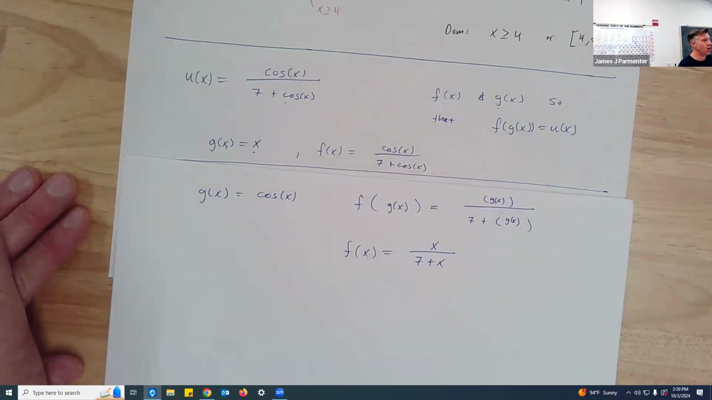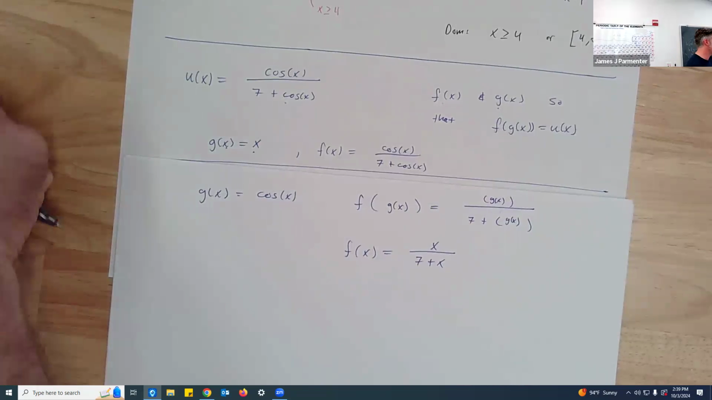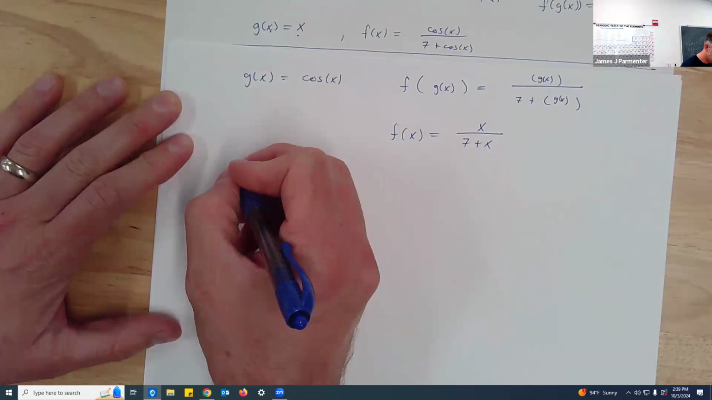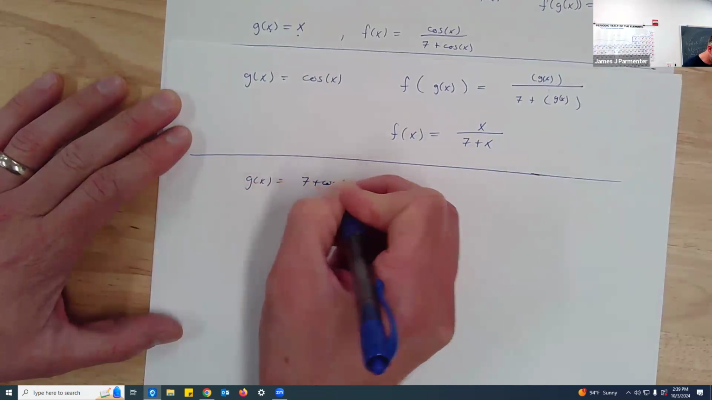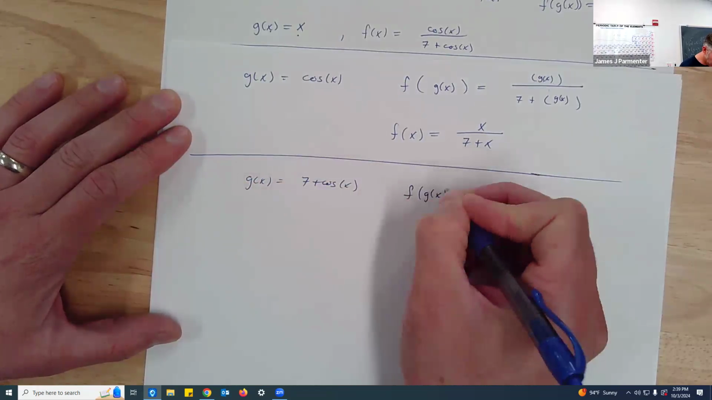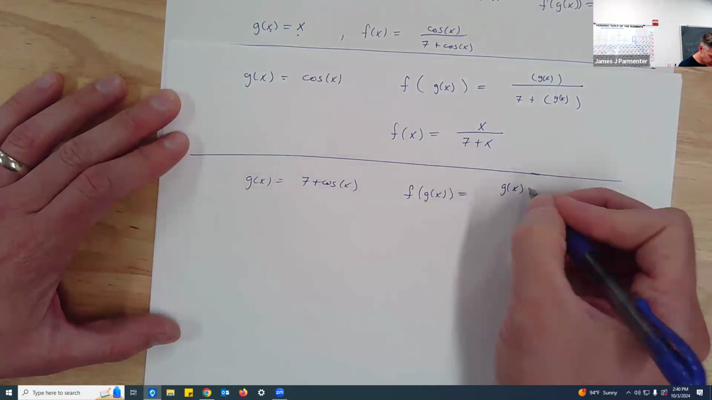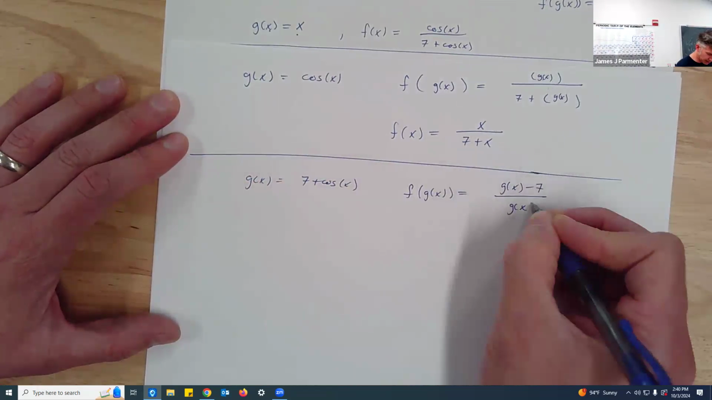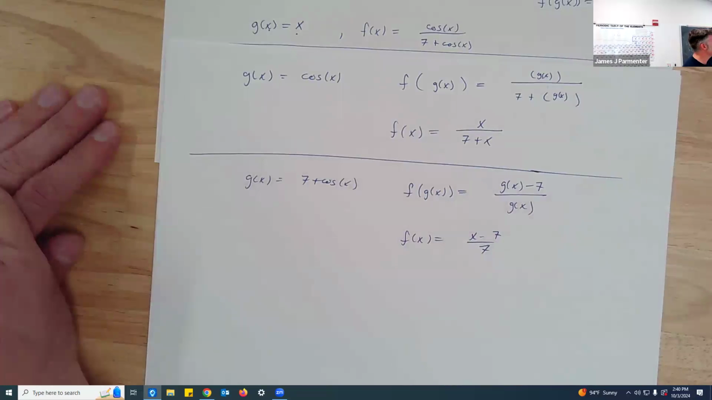And that's probably the most correct way of answering this question, even though there's literally 1,000 different correct ways you could do it. You could do something else really silly and say like, g of x is 7 plus cosine of x. And then my f of g of x needs to be, well, I need to take my g of x and subtract 7 to make sure the top is just cosine, and then my bottom is just g of x. So here I could say that my f of x is just x minus 7 over x. And that would also be a totally valid answer.